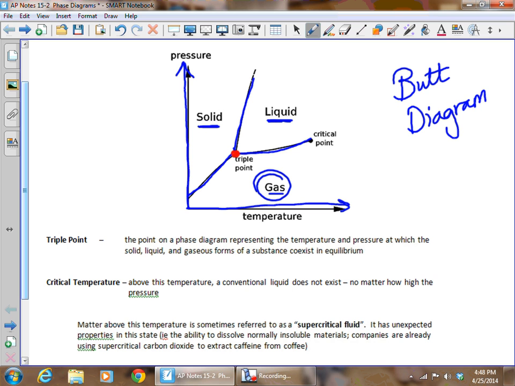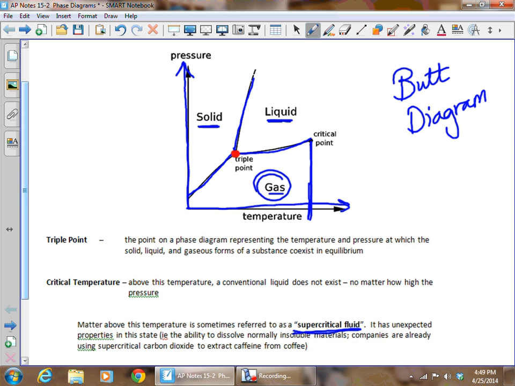Now, the critical temperature is the temperature at which, above this temperature, there is no conventional liquid. There's no liquid above this temperature, no matter how high the pressure is. Now, that gives us some kind of funky properties for substances above that temperature. We often refer to these as supercritical fluids, and a supercritical fluid, again, can have some unexpected properties. One of these is that they can often dissolve or act as a solvent to dissolve some normally insoluble materials.